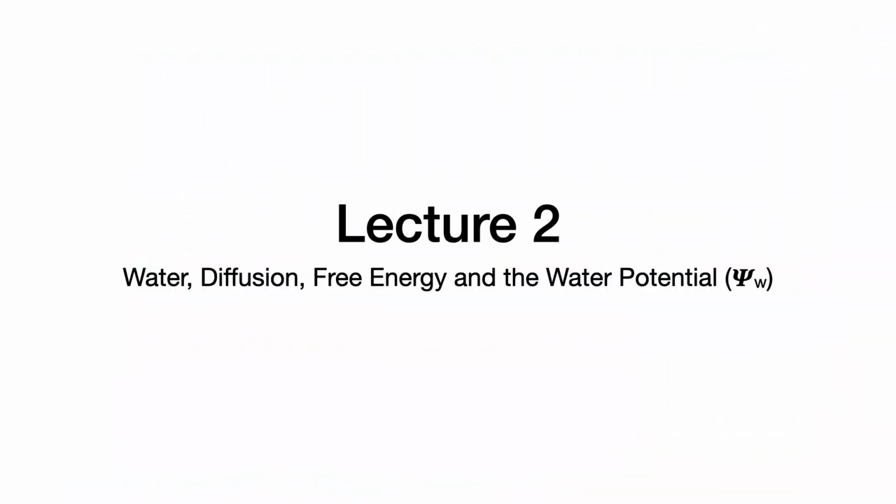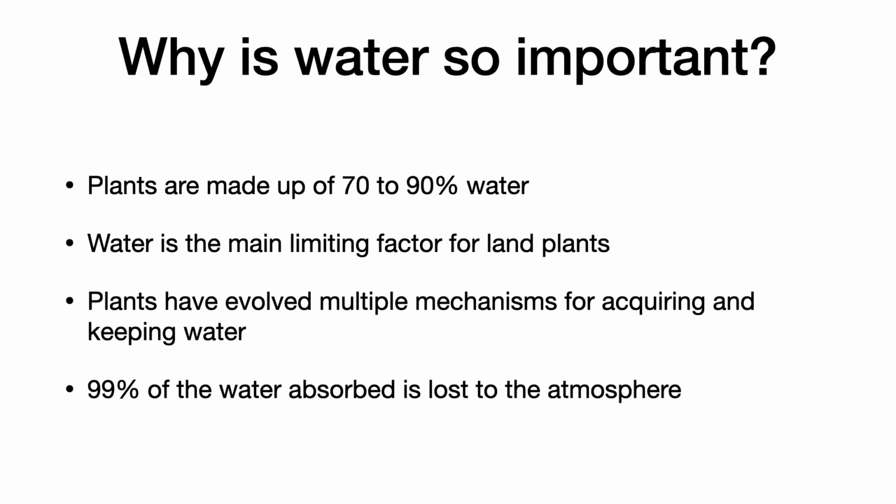Lecture number 2. In this lecture, we will discuss the importance of water, diffusion, free energy, and the water potential. So why is water so important? Well, first of all, plants are made up of 70 to 90% water in general. Water is the main limiting factor for land plants. In addition, plants have evolved multiple mechanisms for acquiring and keeping their water. However, 99% of the water absorbed by a plant is lost to the atmosphere. We are going to find out why.